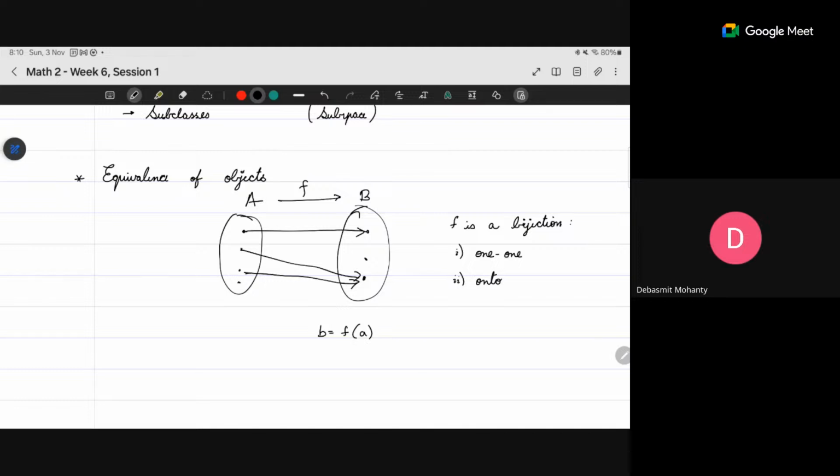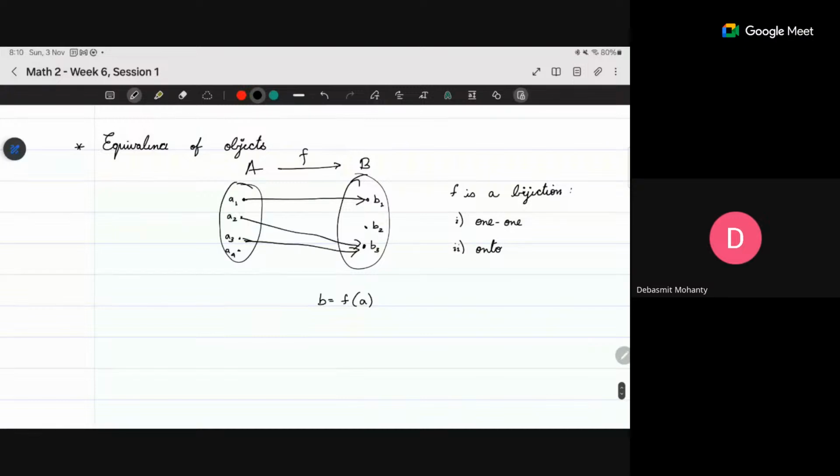But what a general function does not need to satisfy is that different inputs go to different outputs. For example, let me call this A1, A2, A3, A4. It's just a 4-element set to a 3-element set B1, B2, B3. Let's just look at this function. A4 I've not assigned to anything, so I'll just assign it to B1 itself. Now every element in A is mapped to an element in B, but there are multiple elements mapped to the same element, right?